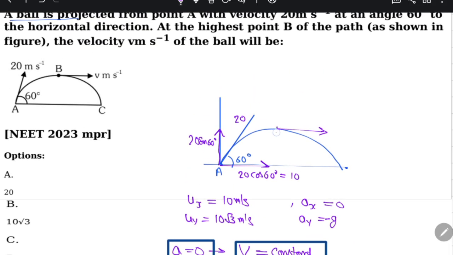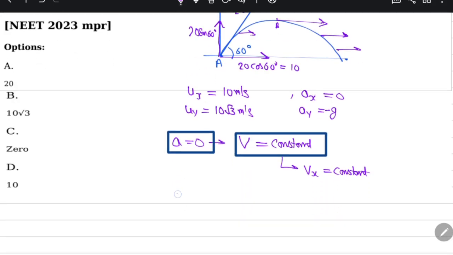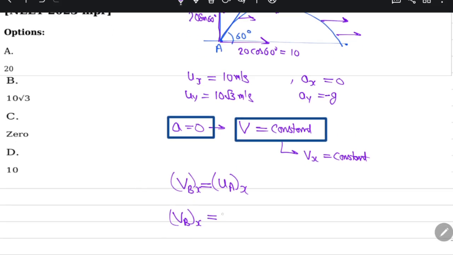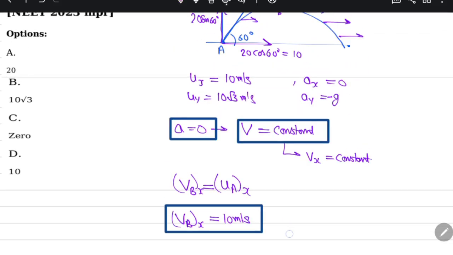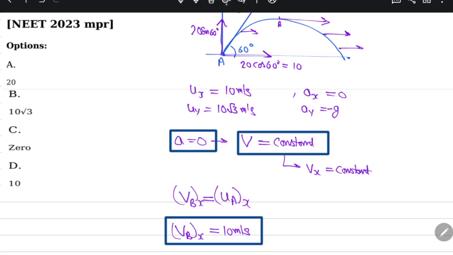They're asking the velocity at this point B. At all points in projectile motion, the horizontal velocity remains constant. So the velocity at point B is equal to the velocity at point A, the initial velocity in the x direction. So it remains constant, and the velocity at point B along the x direction is 10 meters per second. So which option is correct? Option D is correct.